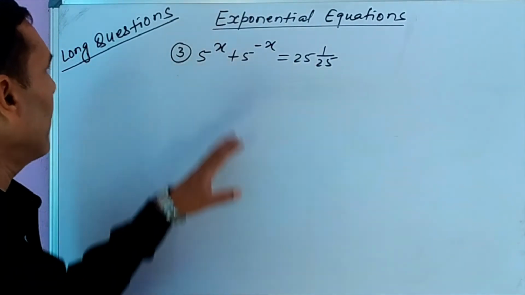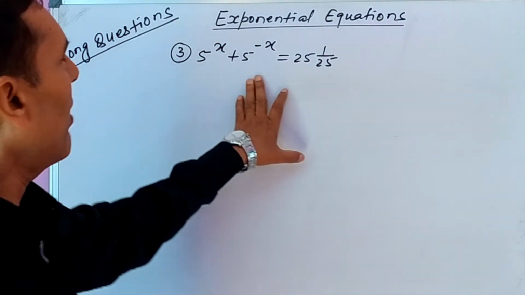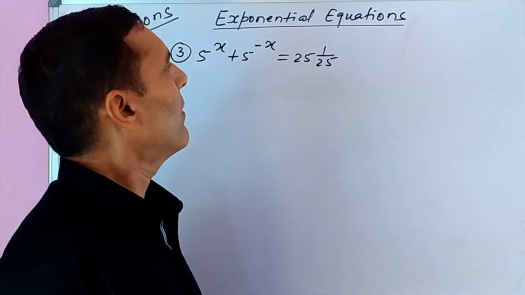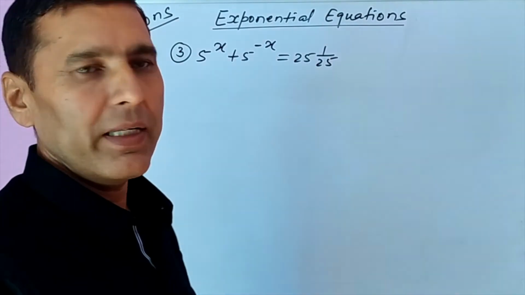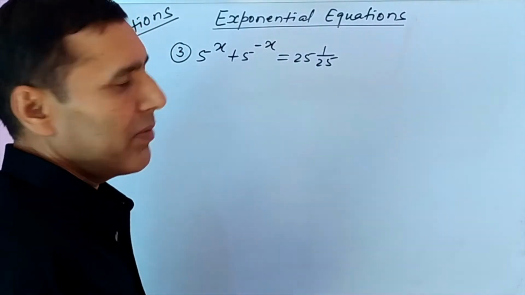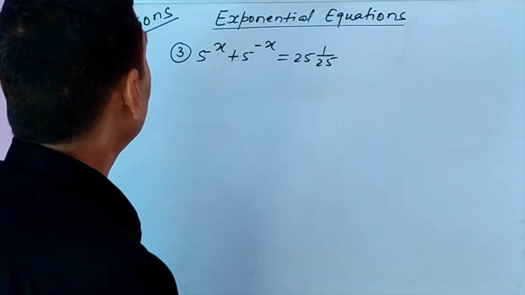Okay, 5 to the power x plus 5 to the power minus x is equal to 25 whole upon 1 upon 25. Now how to solve this equation? Let's start.